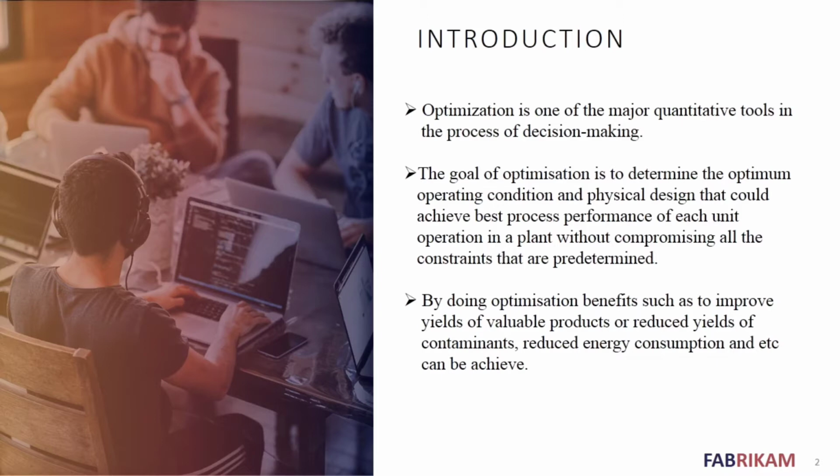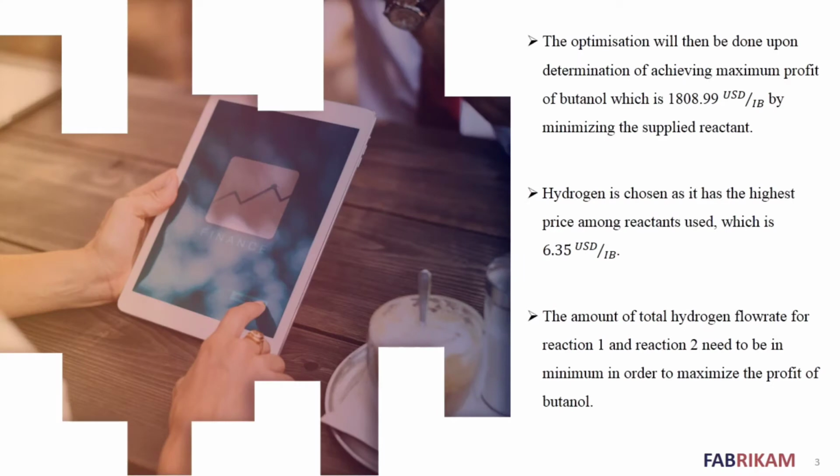By doing optimization, benefits such as to improve yields of valuable products or reduce yields of contaminants, reduced energy consumption, and etc. can be achieved. The optimization will then be done upon determination of achieving maximum profit of butanol, which is 1808.99 USD per IB, by minimizing the supplied reactant.